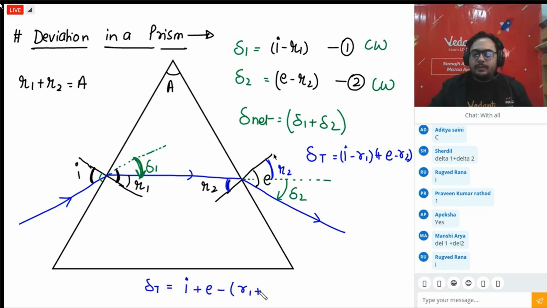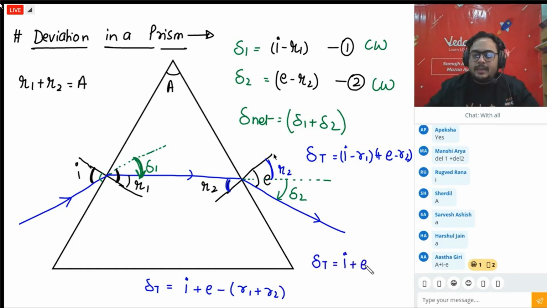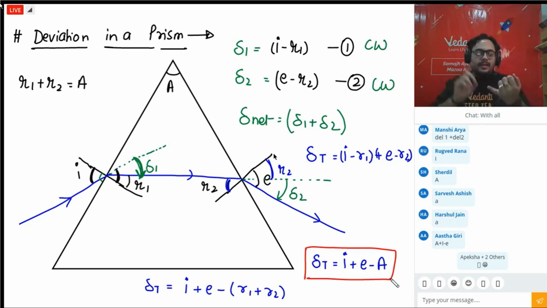And what is R1 plus R2? It is A. So delta total we get is I plus E minus A. This is the formula that we remember for deviation through a prism. If you know the angle of incidence and the angle of emergence, you can calculate the angle of deviation.